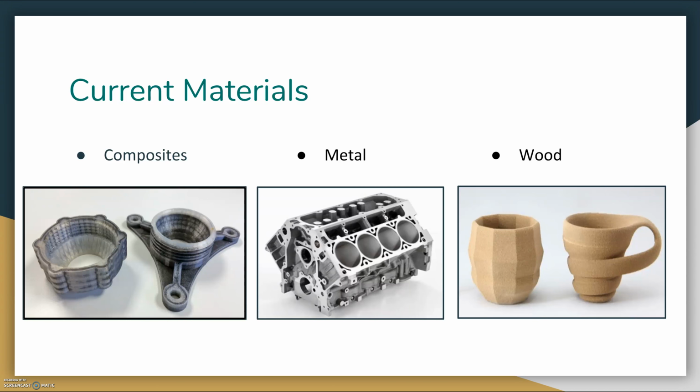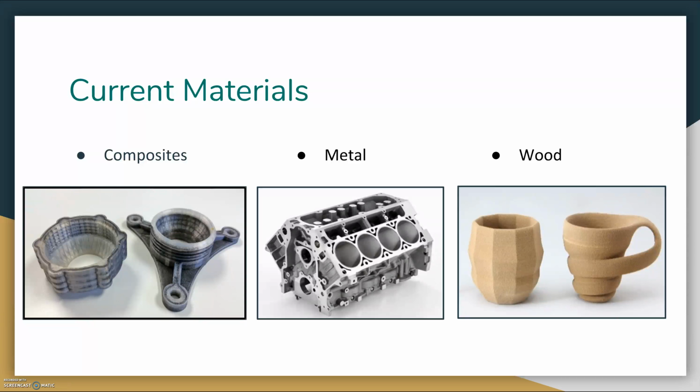There are currently many materials that can be used when 3D printing products. Some of the main materials being used and developed include composites, metals, and wood. Composites are a material made from 2 or more constituent materials with significantly different physical or chemical properties that when combined produce a material with characteristics different from the individual components. An example of a composite material would be carbon fiber.